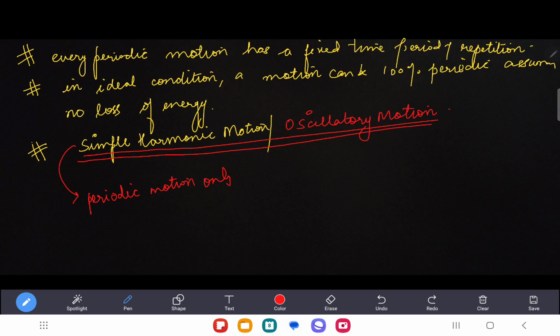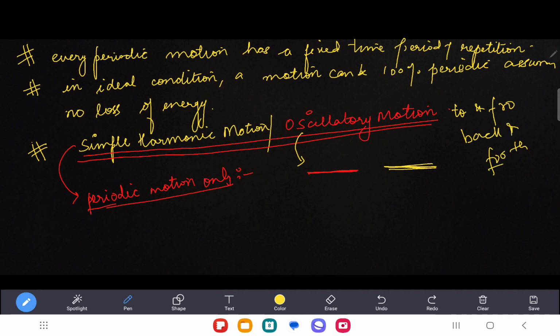The difference is that in simple harmonic motion it has to be a straight line motion only. It could be forward, back and forth, up and down. Simple harmonic motion or oscillatory motion includes back and forth motion. This is also called to and fro, back and forth.